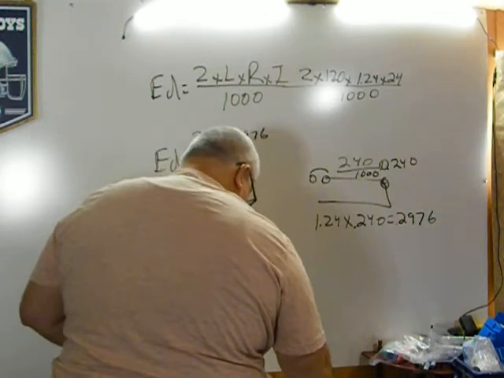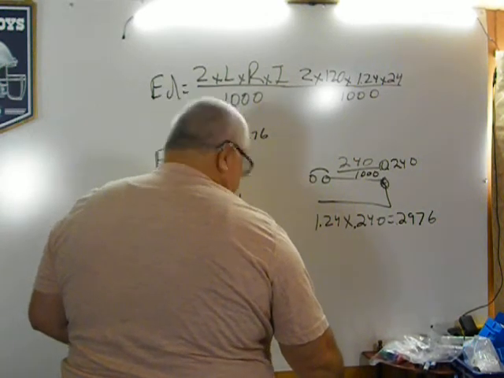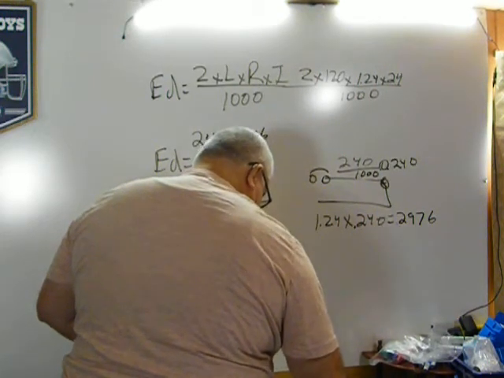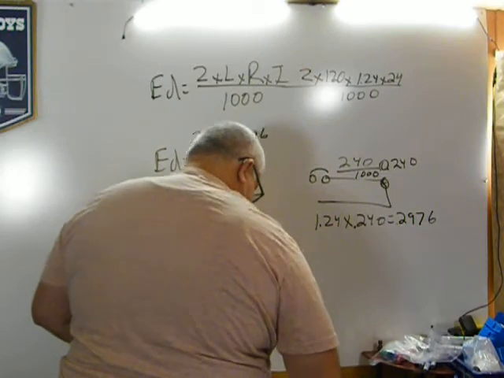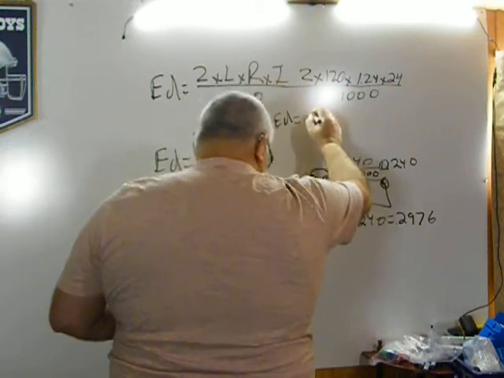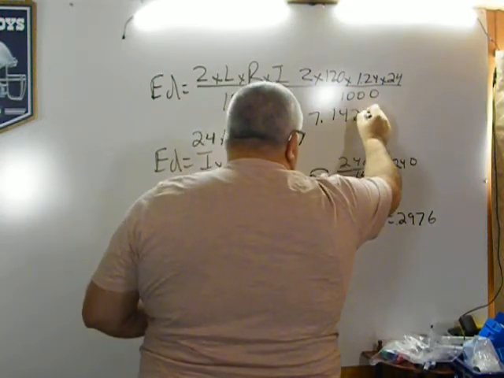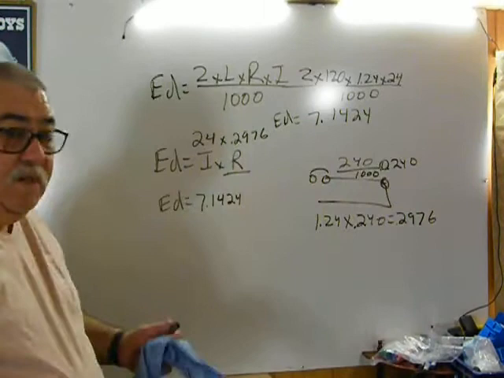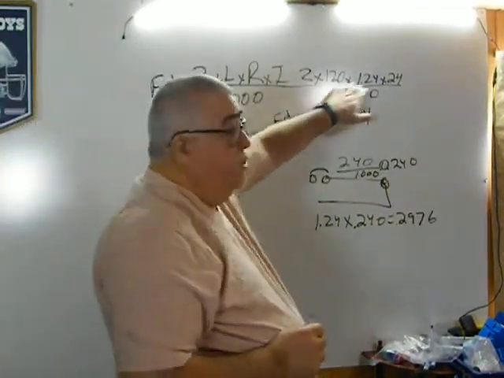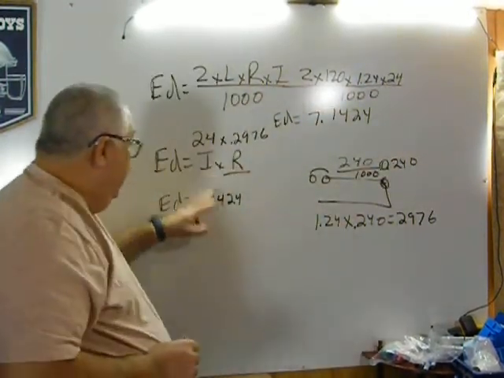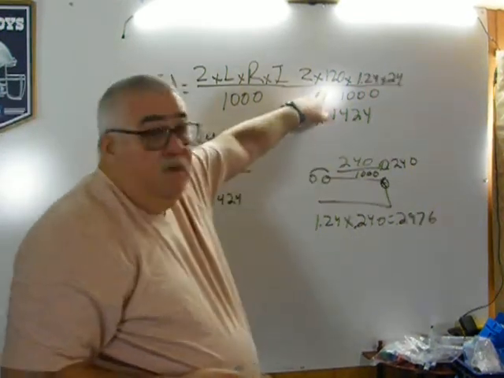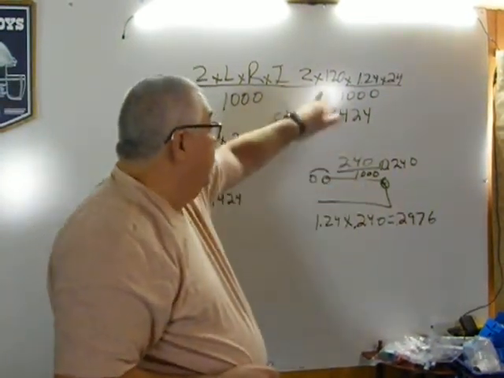Times 120 times 1.24 divided by 1,000. So this equals ED equals 7.1424. What the formula in the book does is they're putting it all together so we don't have to worry. Basically they're using this formula, but they're doing this part within the formula.